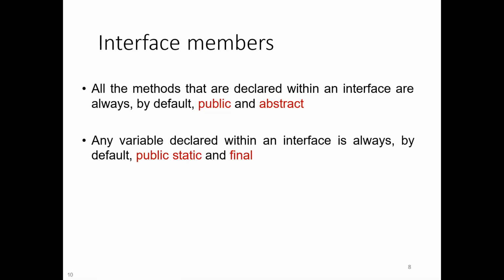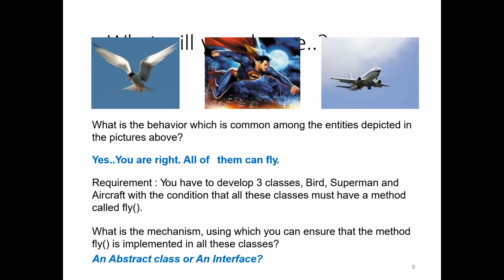And this is a key point you should remember. Whenever you have a method declaration inside your interface, it is by default public and abstract. And whenever you create a variable inside an interface, it is always public, static, and final. So these two things you have to remember regarding interface.